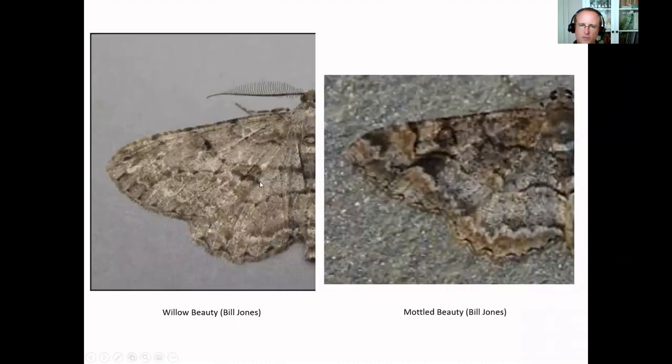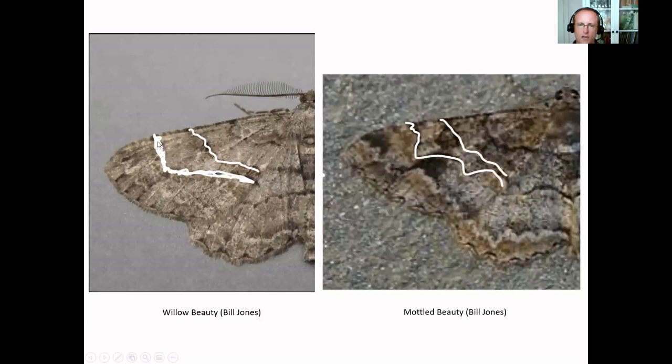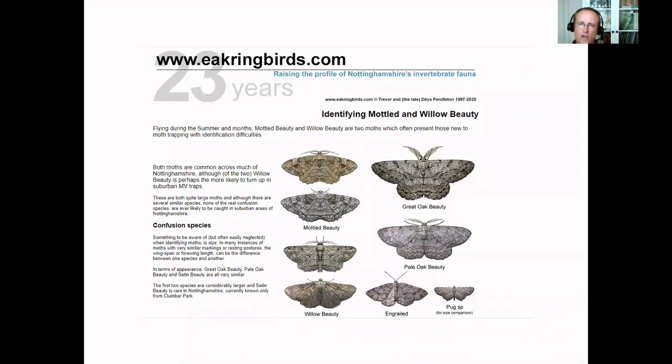And how do you tell them apart? Well, the key difference really is in the markings of the post median line and the median line. So in willow beauty, you almost get this sort of Y shape, and in mottled beauty, it's a W shape, and that really is the key difference between willow beauty and mottled beauty. If you Google willow beauty versus mottled beauty, there's quite a lot of useful information. Another fantastic website out there that has lots of useful guides is this one, Eakring Birds, which has a really useful guide to what the key differences are between willow beauty and mottled beauty.